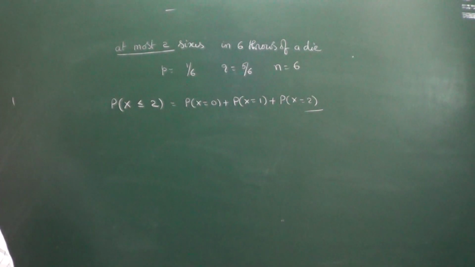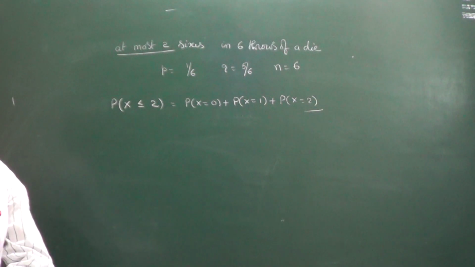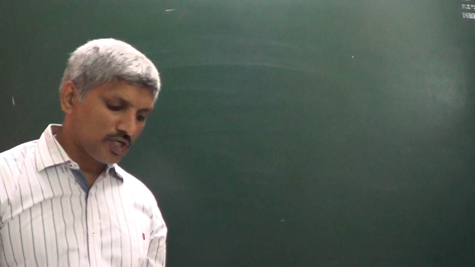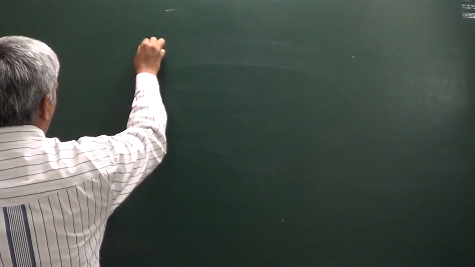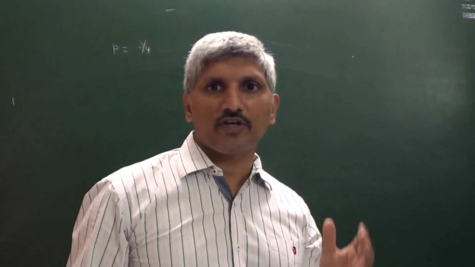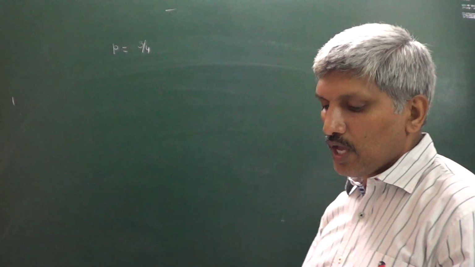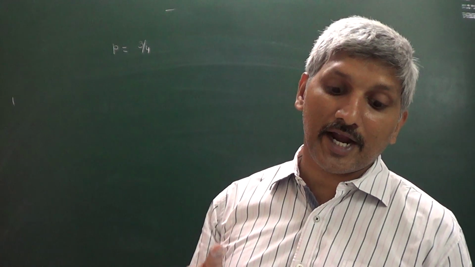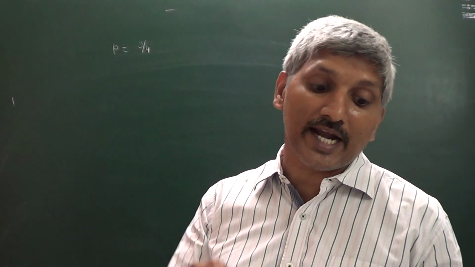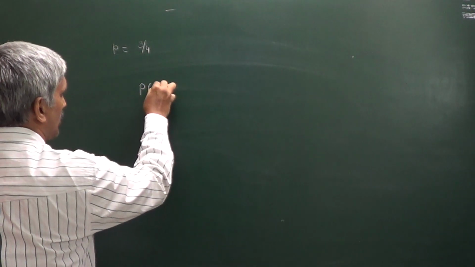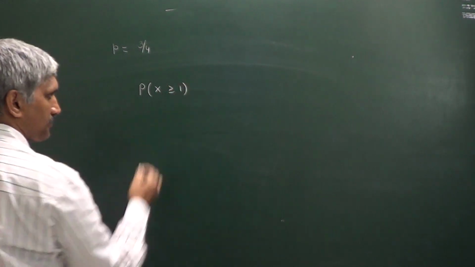In this question he is saying that the probability of a shooter hitting a target is 3 by 4. That means success is 3 by 4. How many minimum number of times must he fire so that the probability of hitting the target at least once is more than 0.99? Probability of hitting the target at least once.